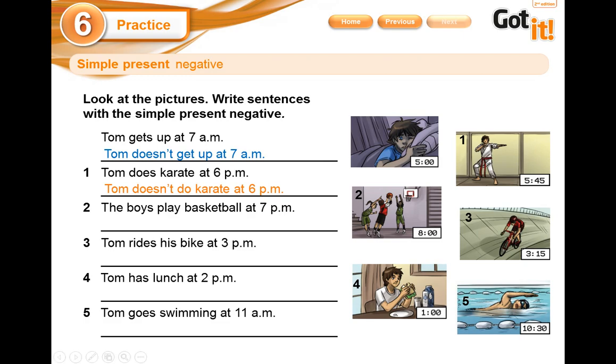Muy bien. No nos olvidemos que el does es un verbo también, ¿no? Y su forma base del does es do. No se olviden de incluirlo ahí, ¿ah? Porque el doesn't y el don't no significan nada. Es un auxiliar negativo, el cual simplemente es la negación que es no. ¿Ok? Tom doesn't do karate at 6 p.m. The boys don't play basketball at 7. Tom doesn't ride his bike at 3 p.m.